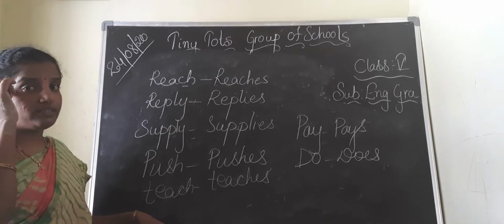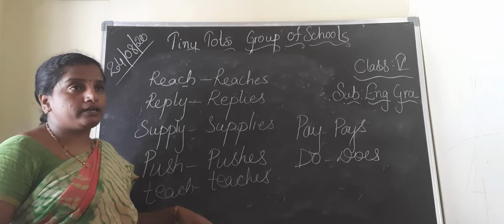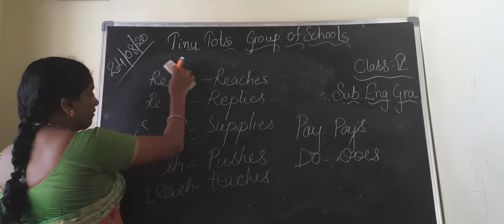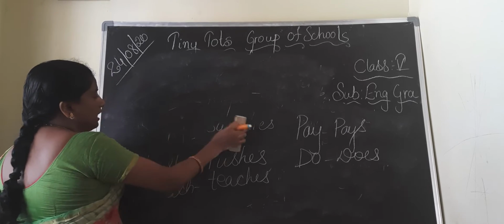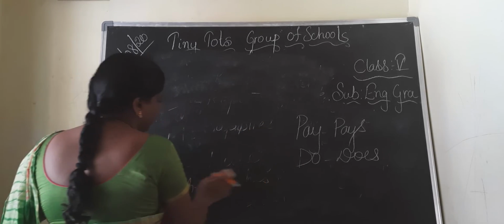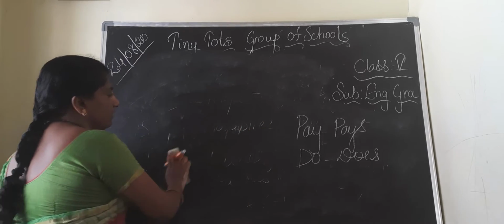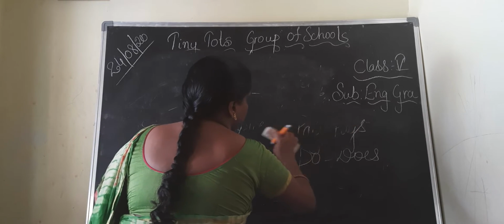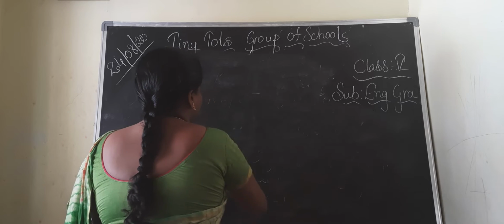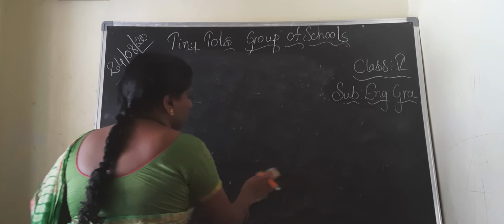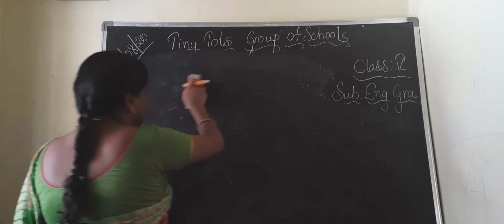Okay, what have we learned till now in our 5th standard grammar part? We have learned about the verbs, we have learned about the tenses, and we are learning the tenses in detail. We have just discussed the simple present tense positive statements. Only the positive statements we have discussed.